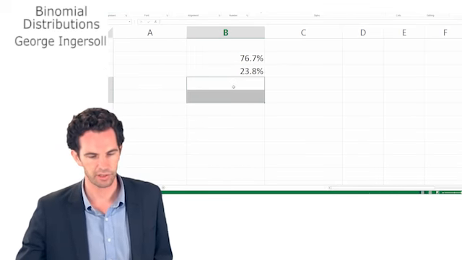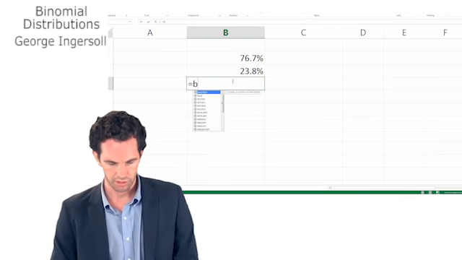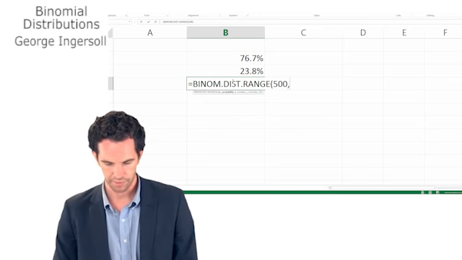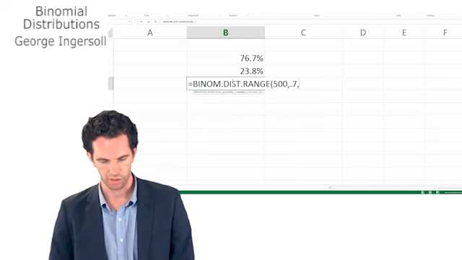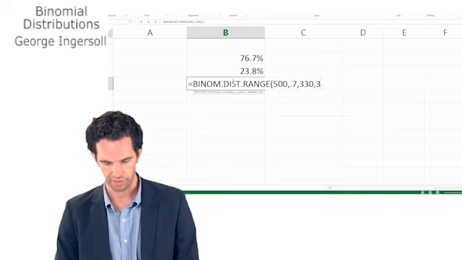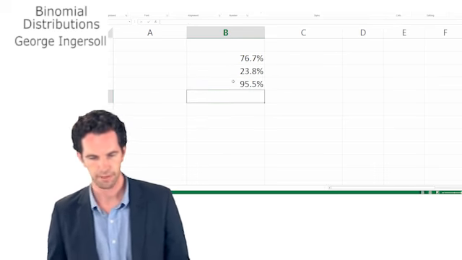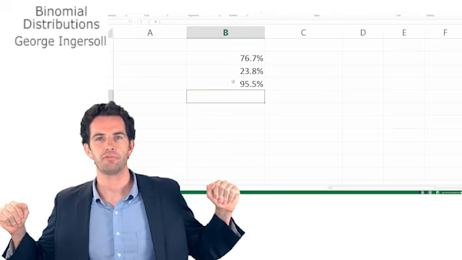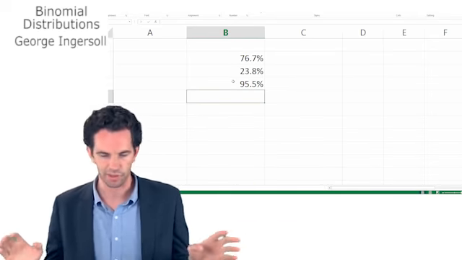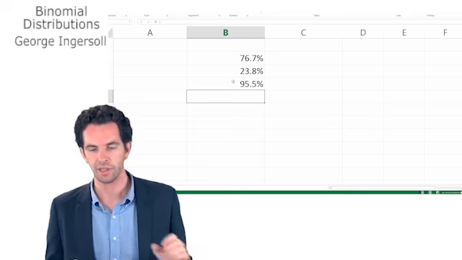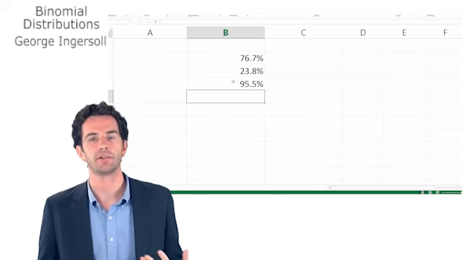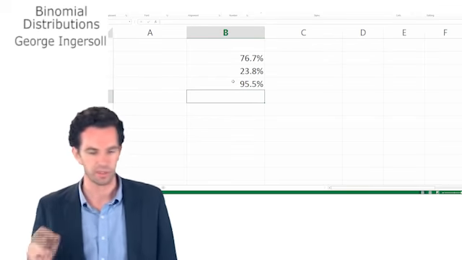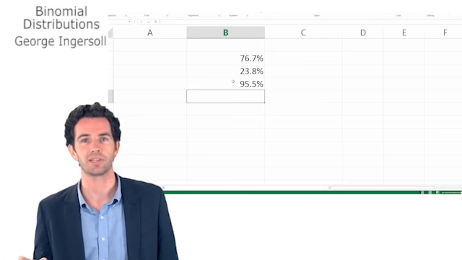Use the same format that I've been using. I'm going to go into equals BINOM.DIST.RANGE. Number of trials is 500. Our p is 0.7. The lower end of our range is 330, and the upper end of our range is 370. And that's going to give us a probability of 95.5%, meaning if the number of students we really can deal with is between 330 and 370, based on our acceptance rate and admitting 500 students, we can be a little bit better than 95% sure that we're going to land in our sweet spot of acceptances, between 330 and 370.